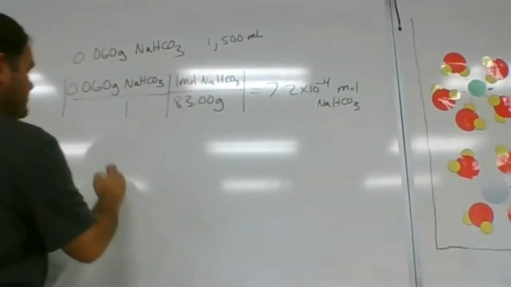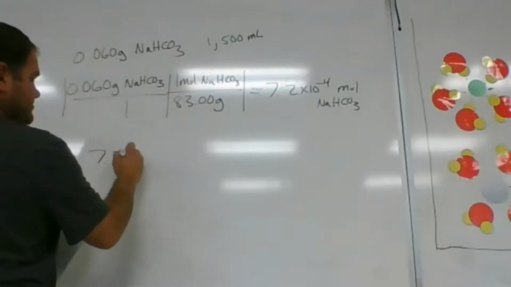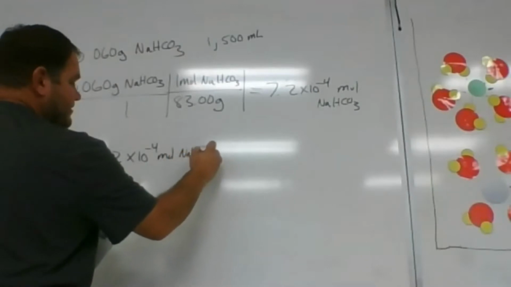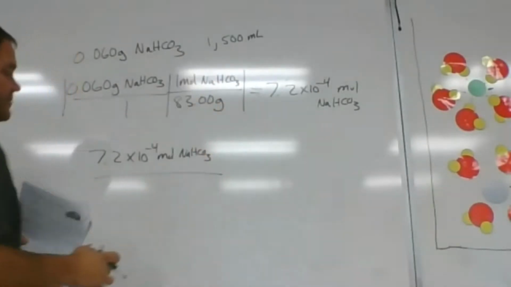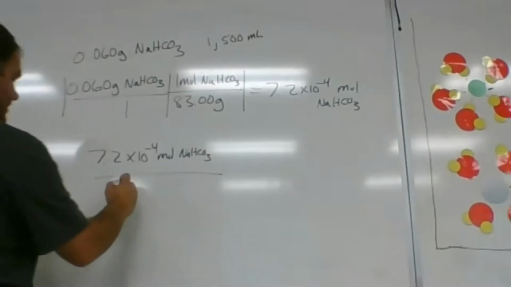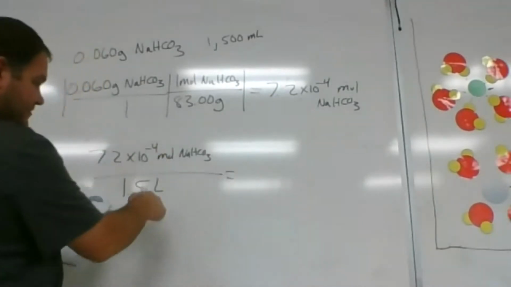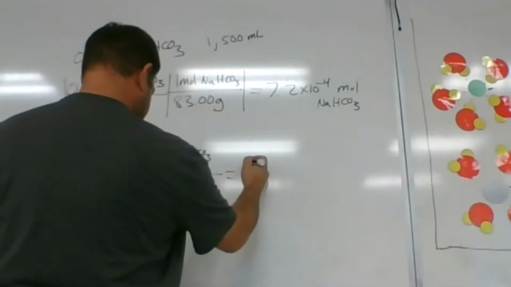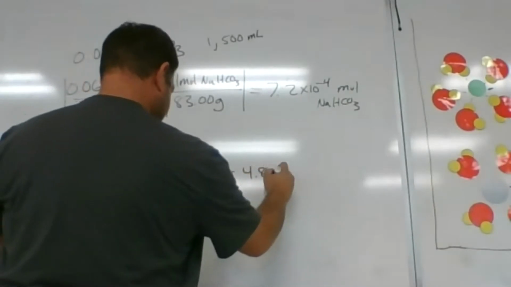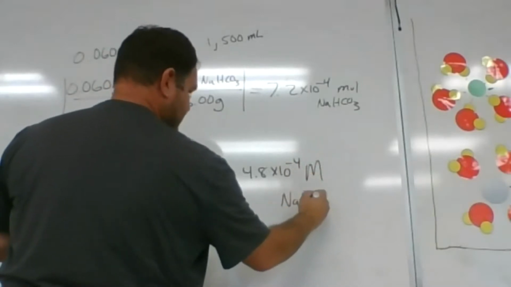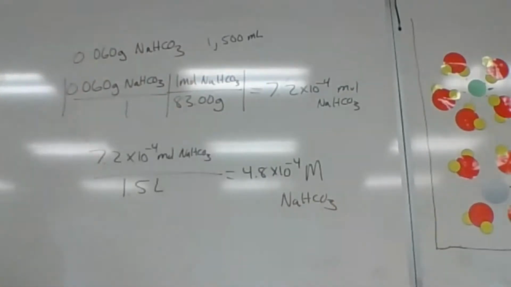All right, so now I'm going to find my molarity by taking 7.2 times 10 to the minus 4 moles of sodium bicarbonate, and I'm going to divide that by my volume. But my volume, again, has to be in liters, so that's 1.5 liters. And so by dividing those two, I'm going to get 4.8 times 10 to the minus 4 molar solution of sodium bicarbonate. Okay, and that's going to be my answer. Again, this is number 4.